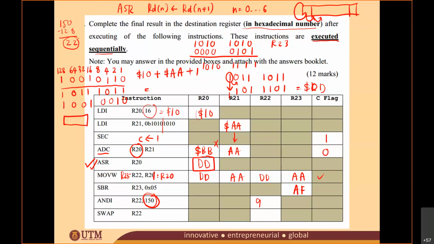Okay, sorry. D is 1101. Okay, salah eh. Okay. One one zero one, 1101. Okay, so this is your DD. Okay, so 1001 and 10100. So the answer will be 94.